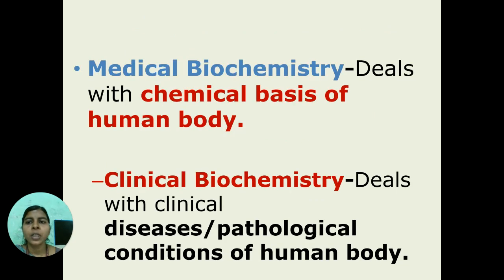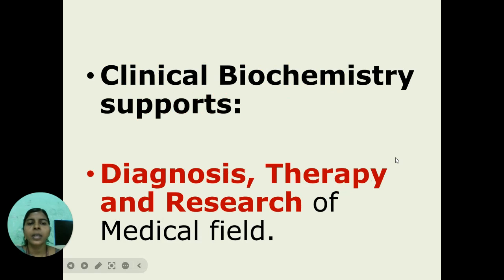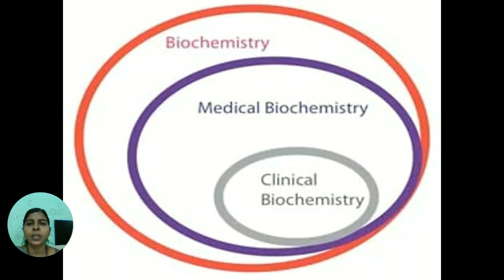Branches of biochemistry. Generally, it includes two main important branches: medical biochemistry and clinical biochemistry. Medical biochemistry deals with the chemical basis of the human body. Clinical biochemistry deals with clinical diseases and pathological conditions of the human body. Clinical biochemistry also supports diagnosis, therapy, and research in the medical field.